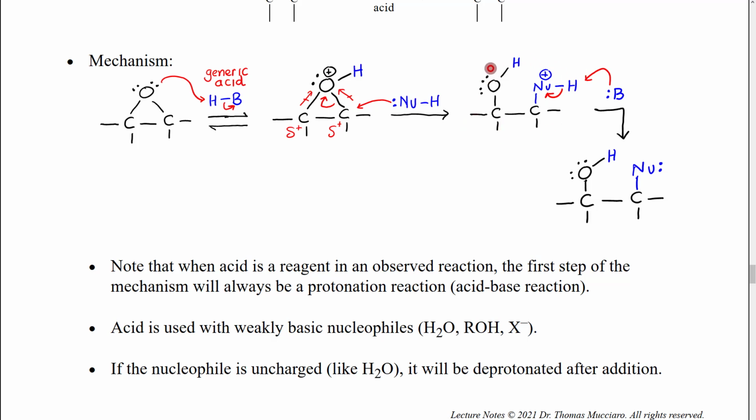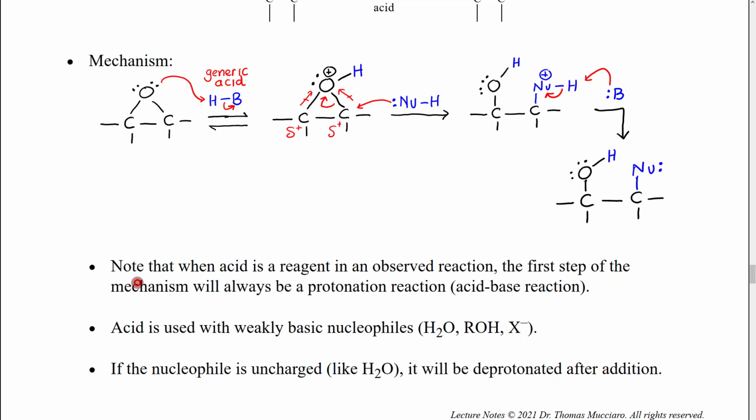So we get this intermediate, where we have an OH hydroxyl group on one carbon and the nucleophile attached. If the nucleophile is neutral and has a hydrogen, then it will have a positive charge, and we can remove that positive charge by having the base deprotonate that nucleophile, creating our final product.